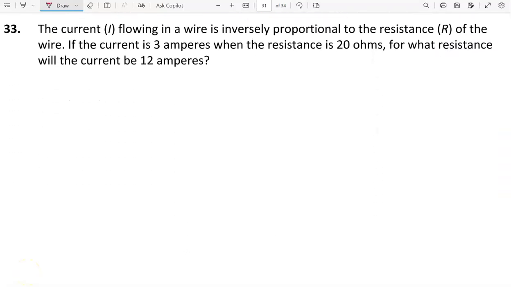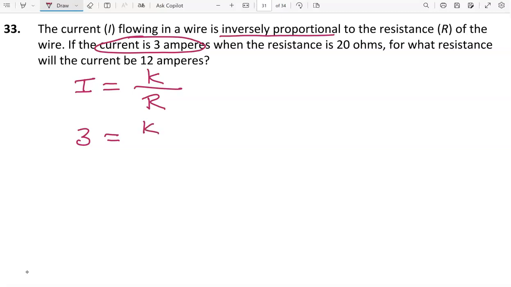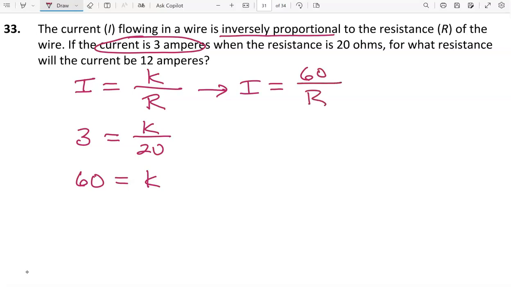All right, in the last exercise, the current I flowing in a wire is inversely proportional, so that means equals k divided by the resistance R of the wire. The current is 3 amperes when the resistance is 20, so current is I, so I'm going to put a 3 in for I, and I'm going to replace the value of R with 20. So k divided by 20 is equal to 3. We can multiply both sides by 20, and that gives us k is equal to 60. So that means that I is equal to 60 divided by R.